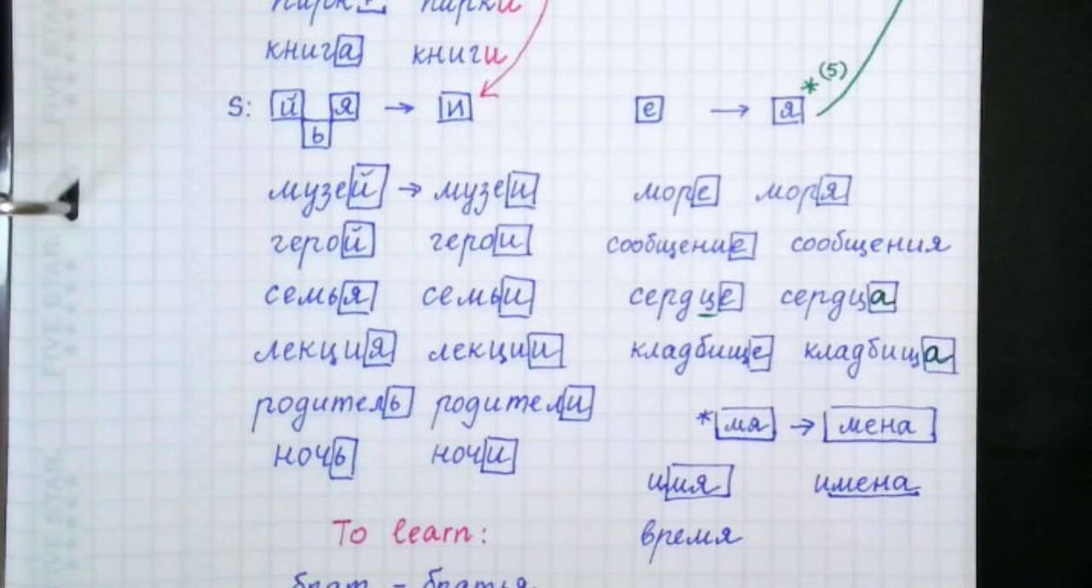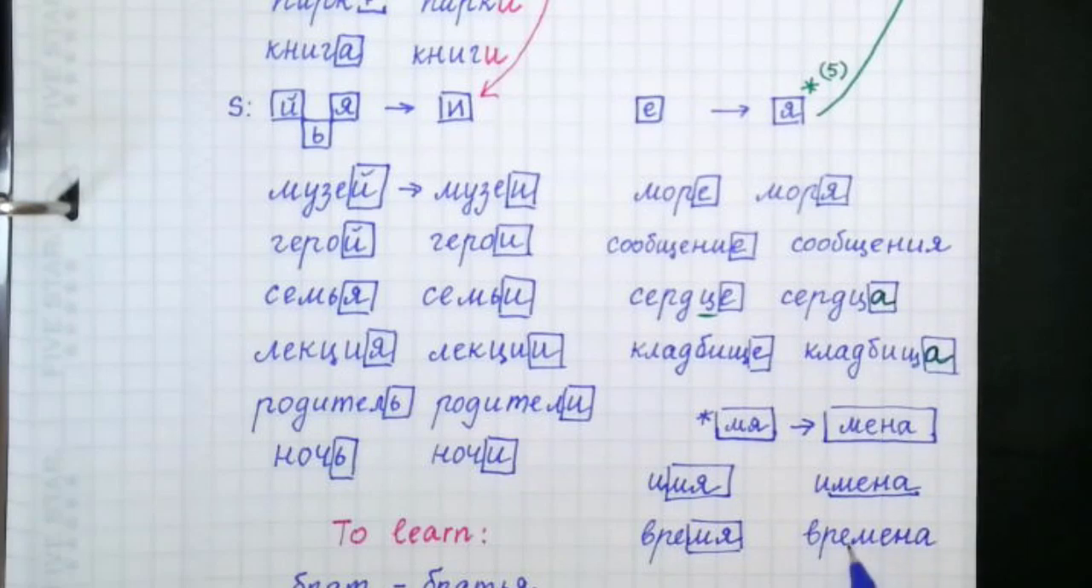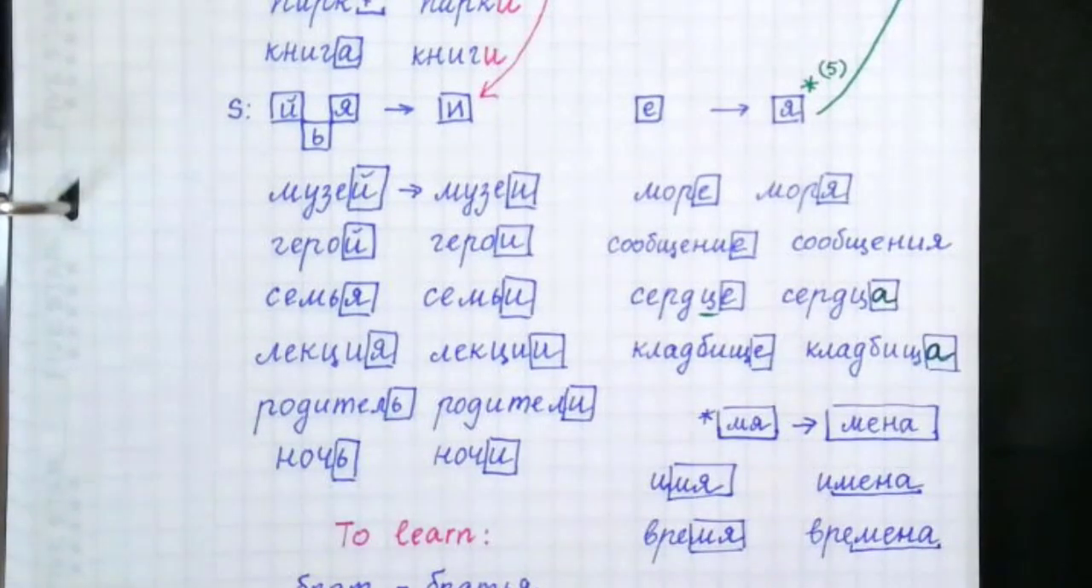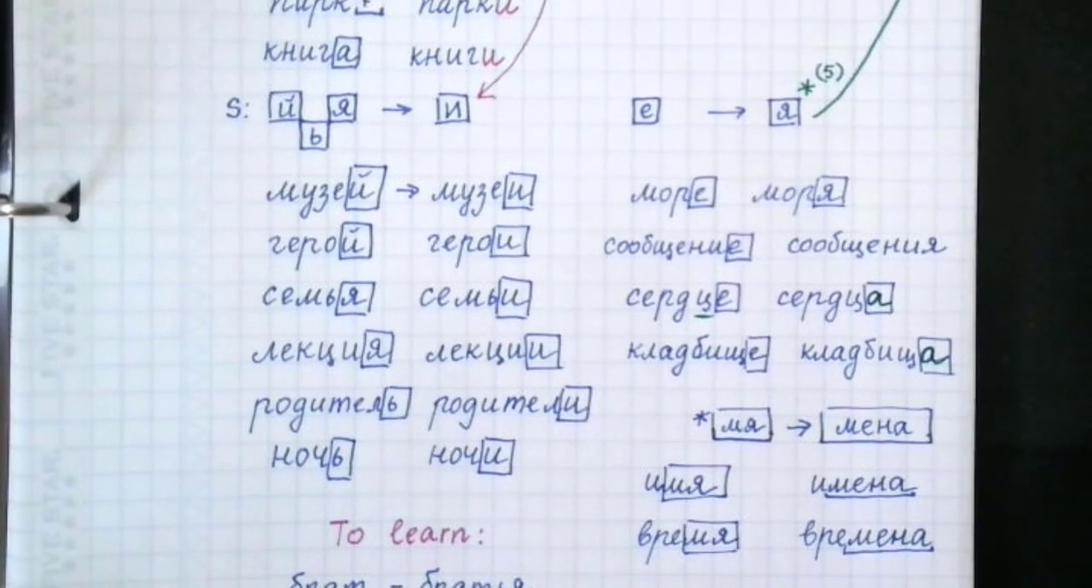Время, time, to say times, like those were the good times. We will have to again lose mya and replace it with mena. Времена. Usually we don't teach the specific ending at the beginner's levels, but I think since it's just 2 words, it would be good to remember.